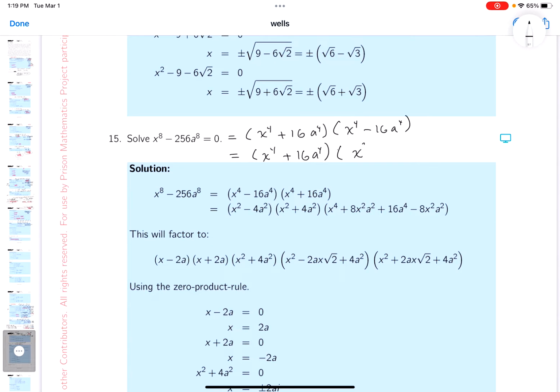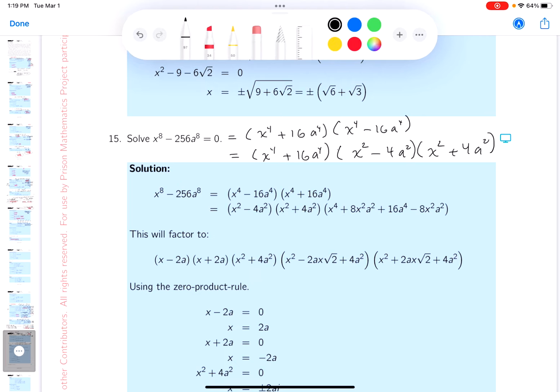And this would be x squared minus 4a squared, and I would get x squared plus 4a squared. Well, two of these things are almost trivial. Let me highlight that for you. This one here is really easy to do, and this one also easy to do. Let me write that down. So x squared would equal 4a squared, and what do you get there? You get x equals plus or minus 2a.